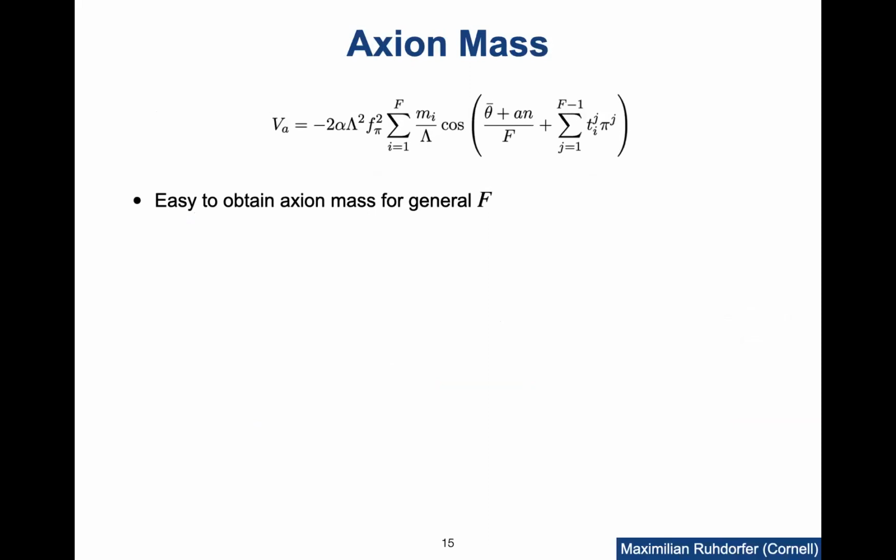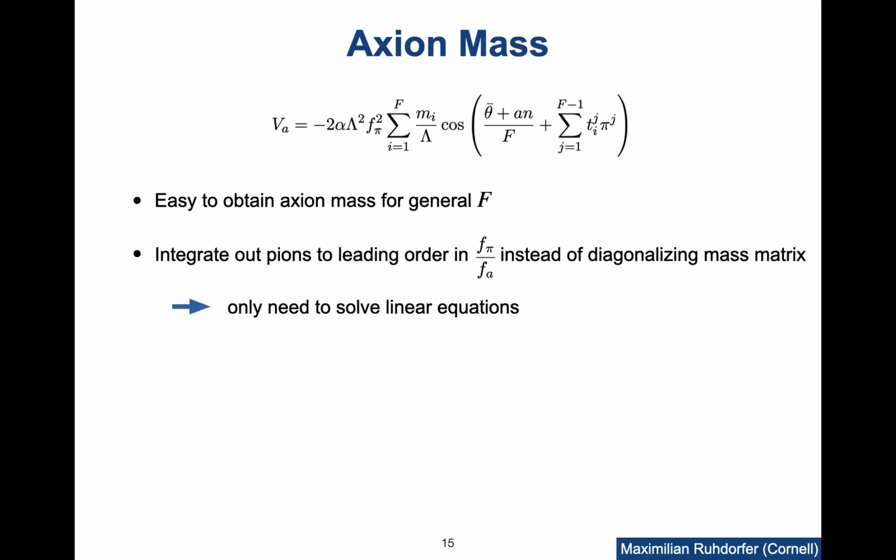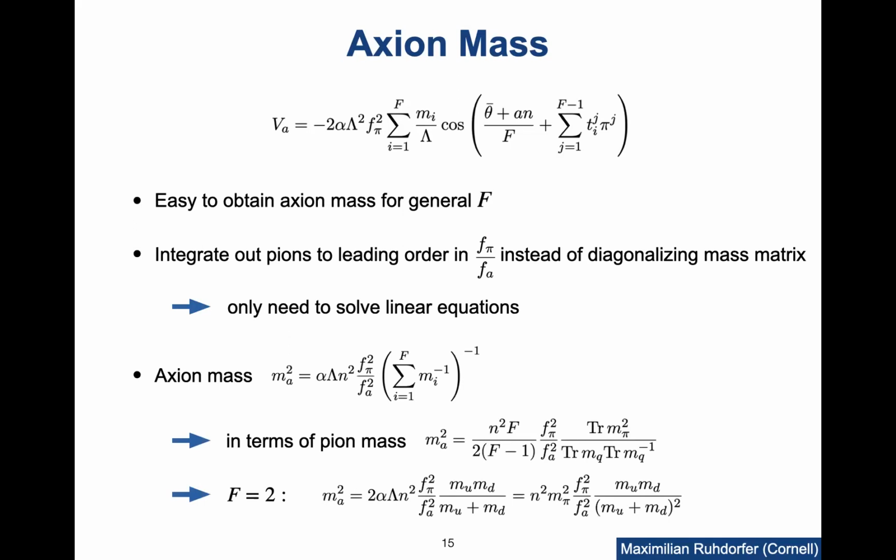Just a small aside that we found pretty neat when writing all of this down. What you typically don't see is a formula for the axion mass for a general number of flavors, because it seems pretty hard. You have to diagonalize an F times F mass matrix. But here is where EFT really works for you, because if you have a scale separation between F_pi and F_a, then you can just integrate out all of the pions, and you find that you only have to solve linear equations to find the axion mass, which can be written very compactly, and you can even write it in terms of the pion mass matrix. And if you specify it to 2 flavors, then you find exactly what is always written in the literature.